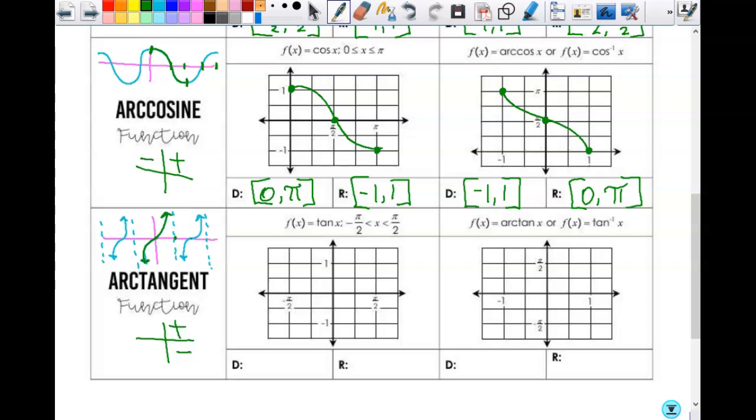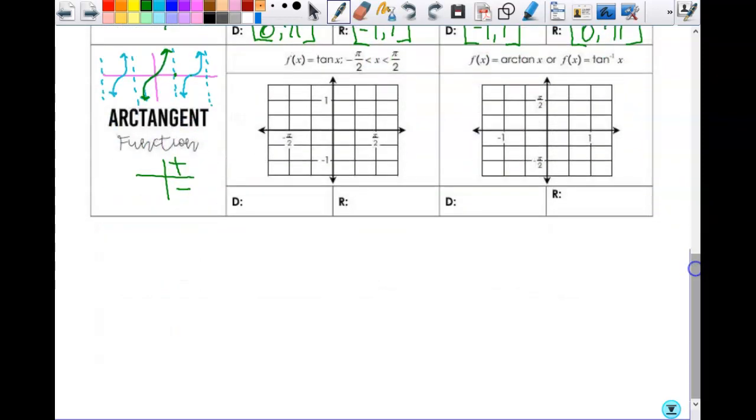Yes? Well, we do, because we're still going from negative pi halves to pi halves. Instead of skipping over this and doing this one, it just makes more sense to continue to use that. All right, so for this one, we are going to graph this.